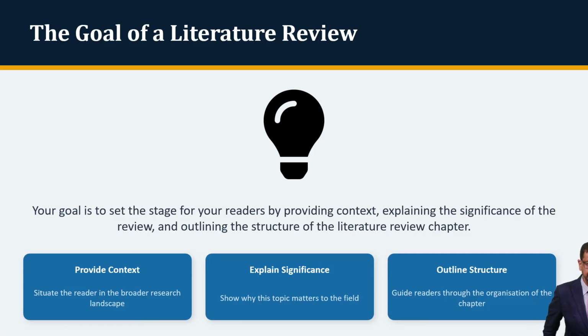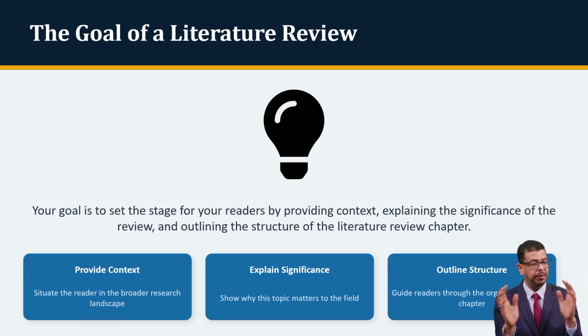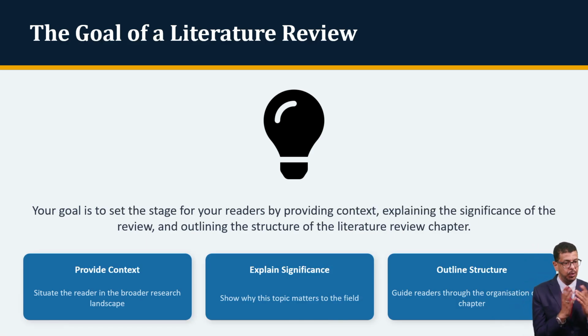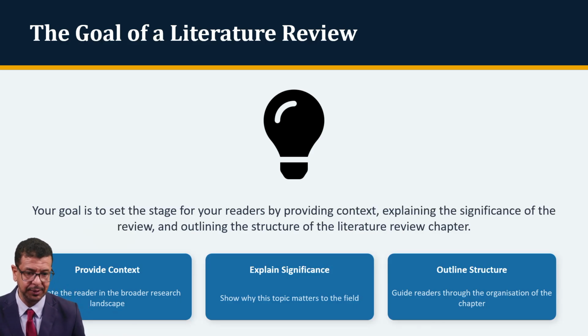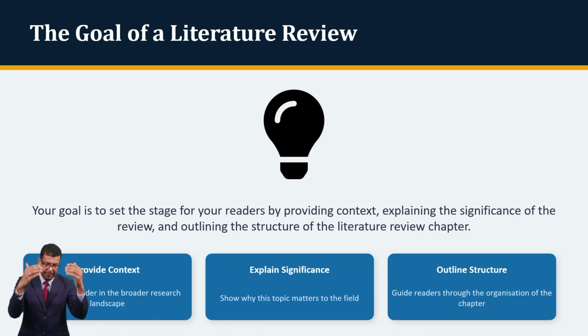So your goal is to set the stage for your reader and for the assessor by providing context, explaining the significance of the review, and outlining the structure of the literature review chapter. You have to provide context, and this situates the readers in the broader research landscape. You have to explain the significance, to show why this topic is important. And you have to outline the structure so that you give a clear structure of this chapter.